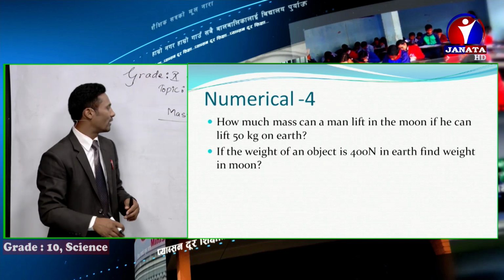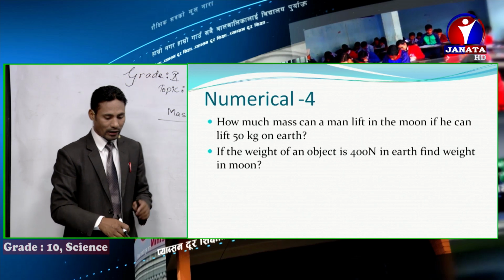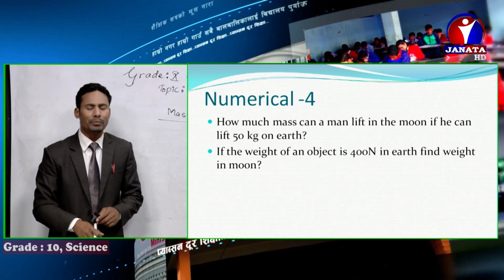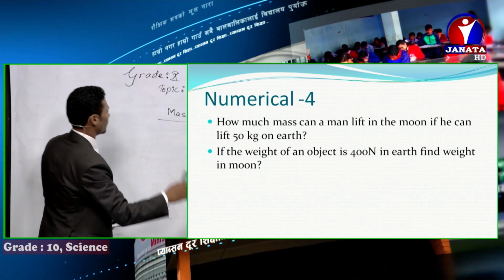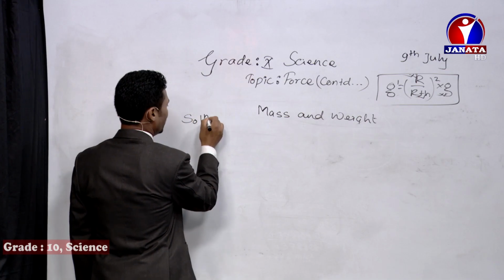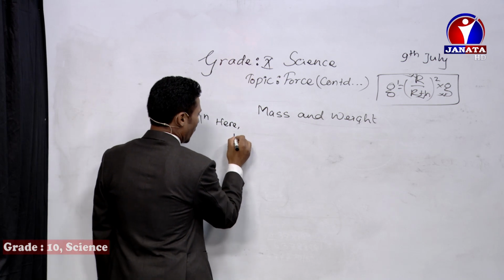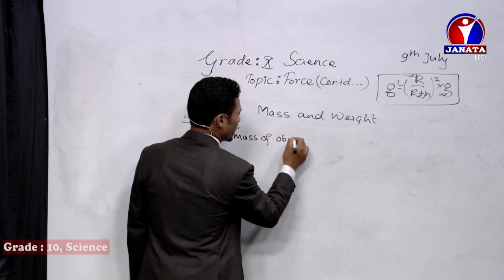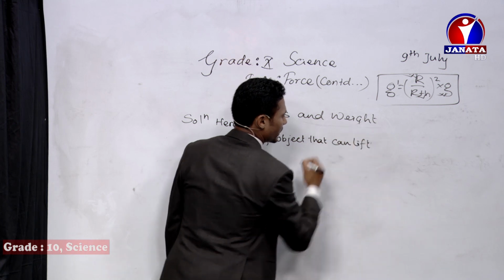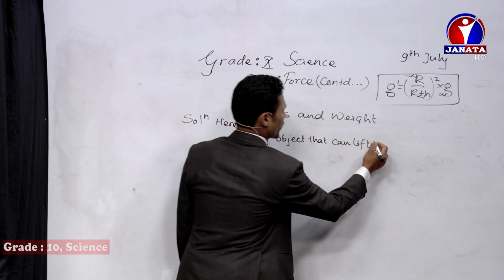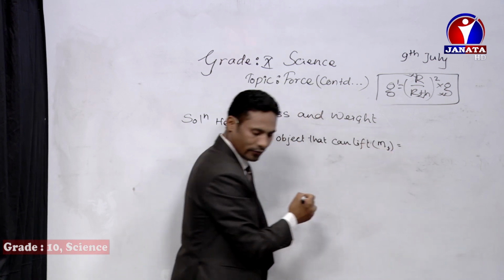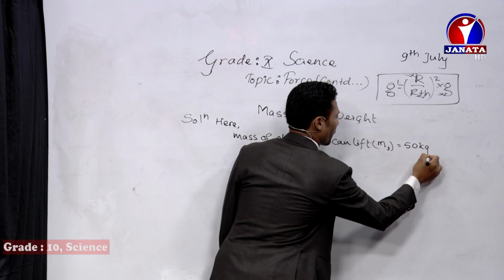Okay, there are some numerical problems related to mass and weight. So let's see. One question is there, you can see on the screen also. How much mass can a man lift on the moon if he can lift 50 kg on the earth? So let's solve this numerical problem. Solution: mass of object that can lift on the earth, let's write this as m1, is given as 50 kg.